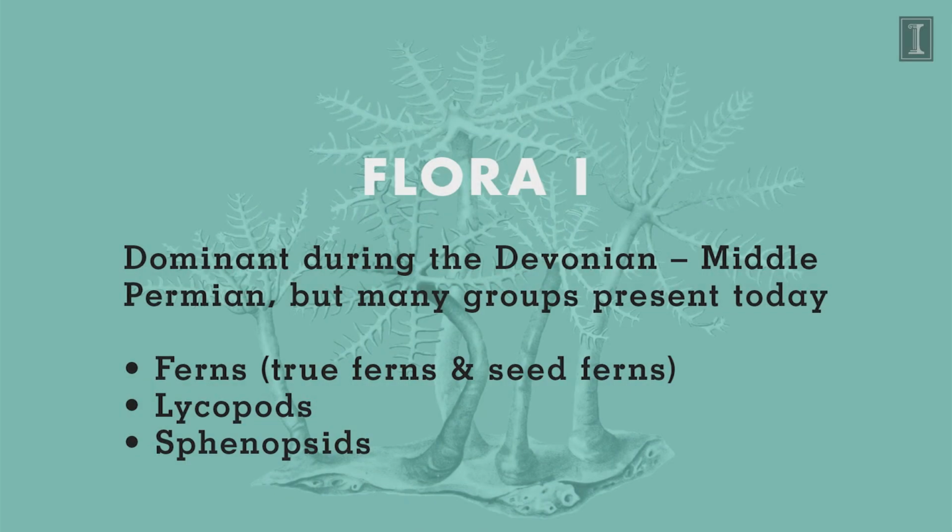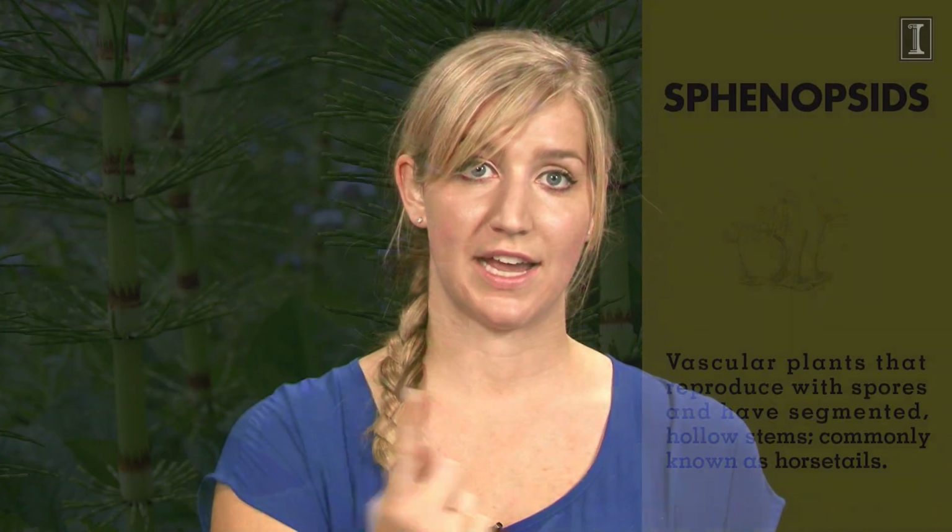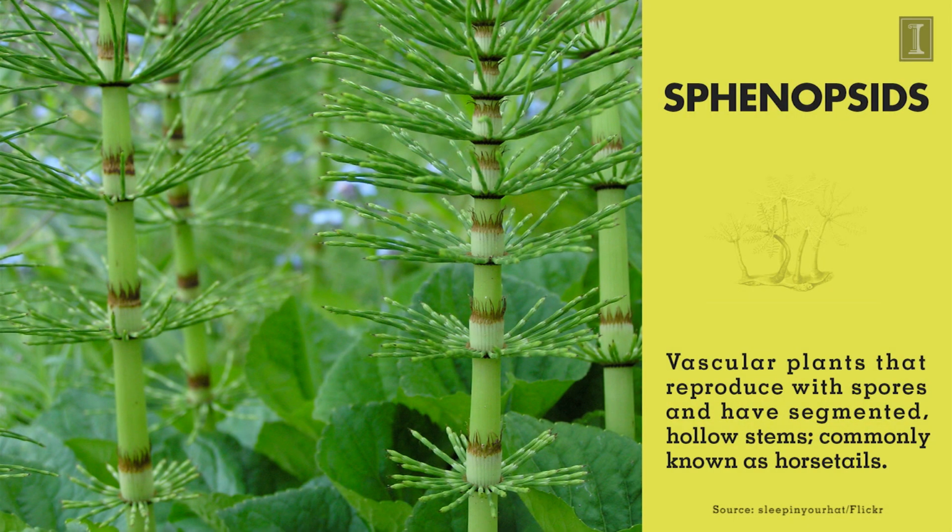Continuing on with Flora 1, the next group of plants are the sphenopsids, and these are your horsetails. These horsetails grew to large sizes during the Paleozoic, but it's a smaller organism that persists today. They are characterized by leaves that radiate outward in whorls around the stem, and the whorls are separated by jointed stems. We have a couple of great fossils here, another example of form taxa.